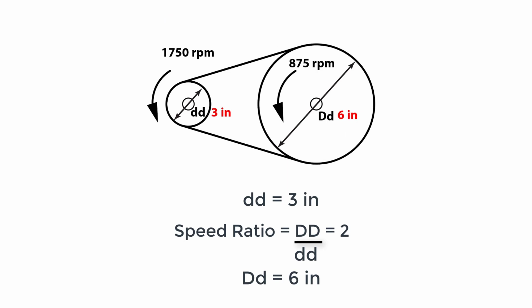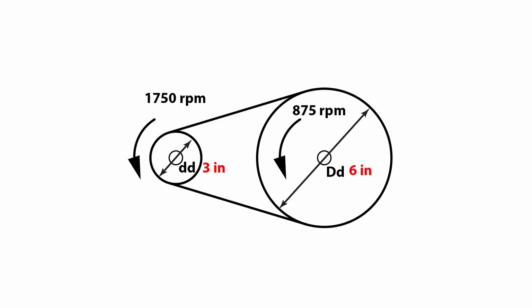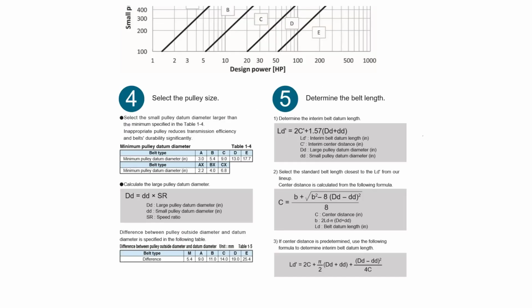Okay, since the small pulley diameter is set to 3 inch and the speed ratio is 2, our bigger pulley diameter is 6 inch. Okay, the fourth step is to determine the belt length. Since we have set the diameters of both pulleys at 3 inch and 6 inch, we can determine the length of the belt by using this formula on page 3.